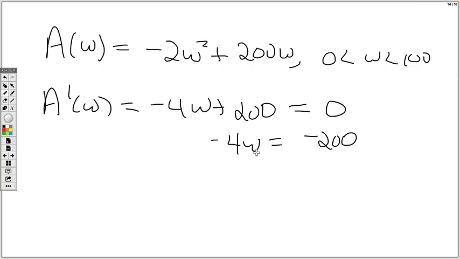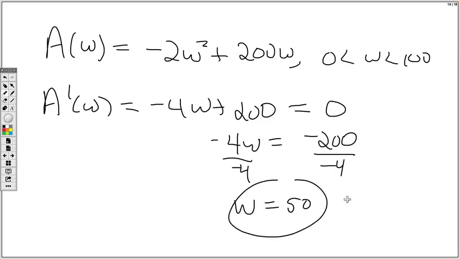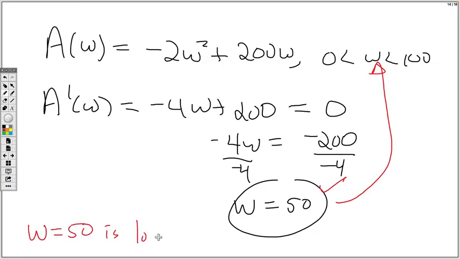To solve for W, we do what? So what do I get for W? 50. Okay, now let's do a quick check. Is that in our domain? Is that a yes? That is there, and moreover, is there any other critical numbers? No. Okay, so W equals 50 is the lone critical number.